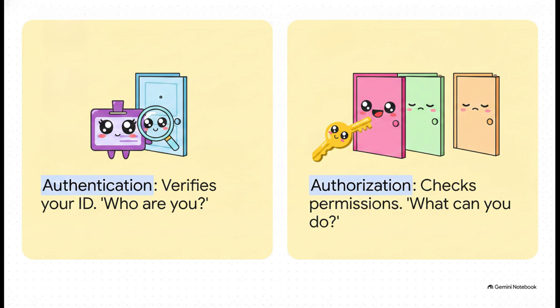and checking their password. Authorization, on the other hand, is what happens after they're already inside. It determines which specific rooms they are permitted to enter based on their role. So an owner might have the keys to the billing room, while a standard employee only has access to their own daily tasks. You must have these strict role-based access controls built in from day one.